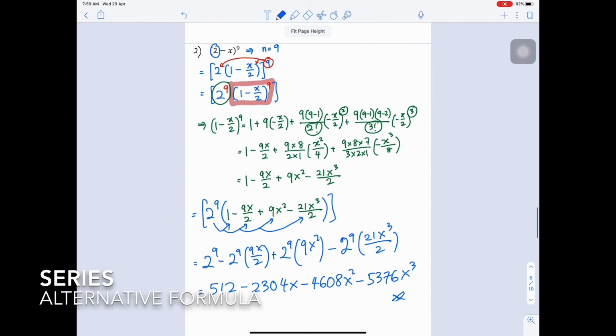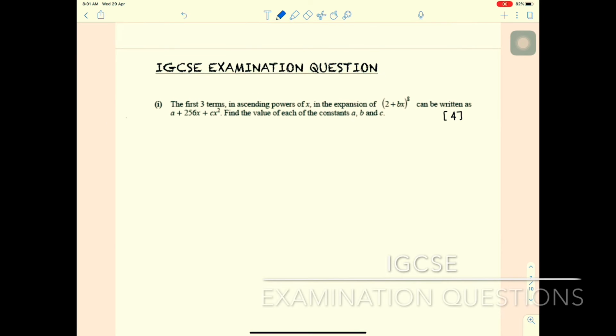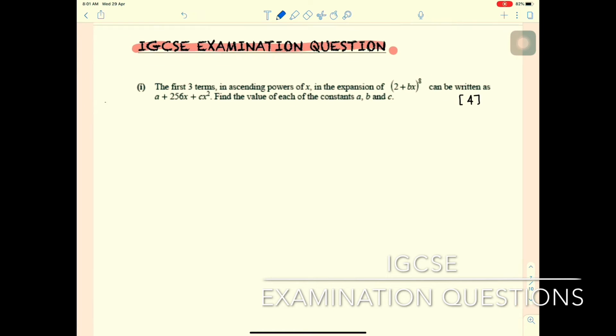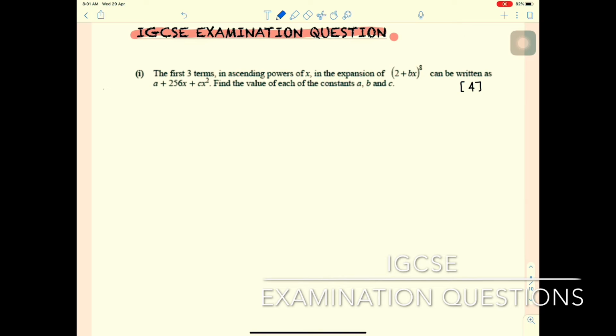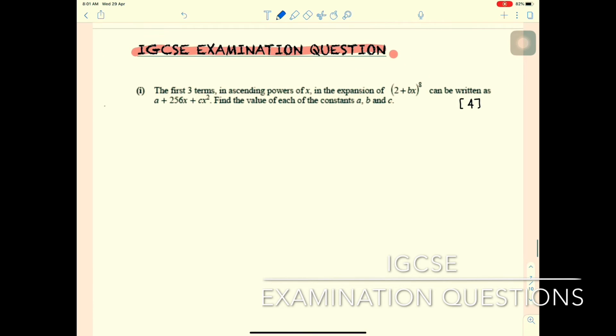Okay, this is how you solve the expansion. Thank you. Now let's continue with the IGCSE examination question. After we discuss the basic knowledge about the formula in binomial expansion, the alternative formula, and so on, let's discuss the IGCSE examination question. The first three terms, in ascending power of x, of the expansion of (2 plus bx) power of 8 can be written as, this is the first three terms.